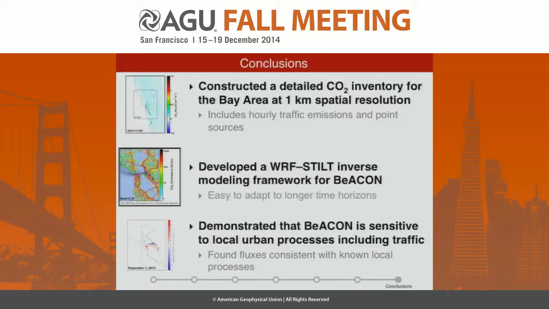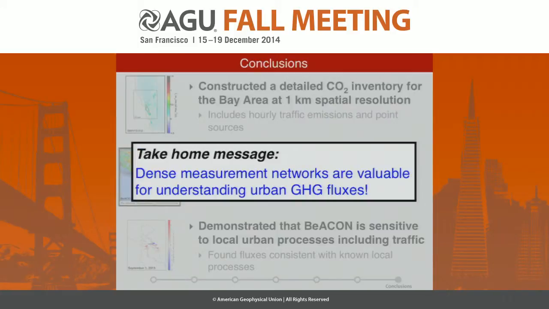So in summary, we constructed a detailed CO₂ inventory for the Bay Area at 1 kilometer spatial resolution. We developed a WRF-STILT inverse modeling framework for Beacon, and we demonstrated that Beacon seems to be sensitive to local urban processes, including traffic, that are roughly consistent with some known processes. What I really want you to take away from this talk is that dense measurement networks are a valuable tool for understanding urban greenhouse gas fluxes.